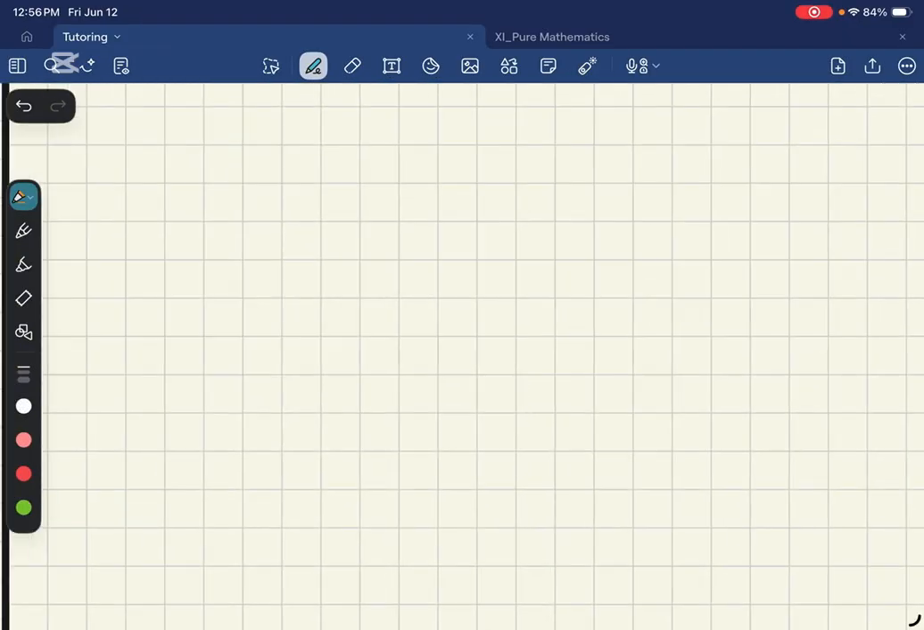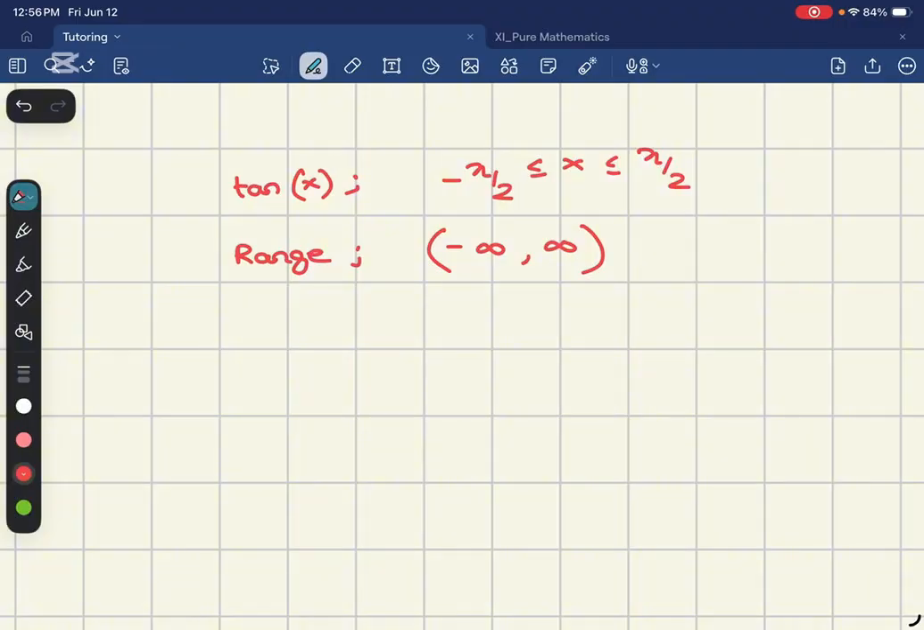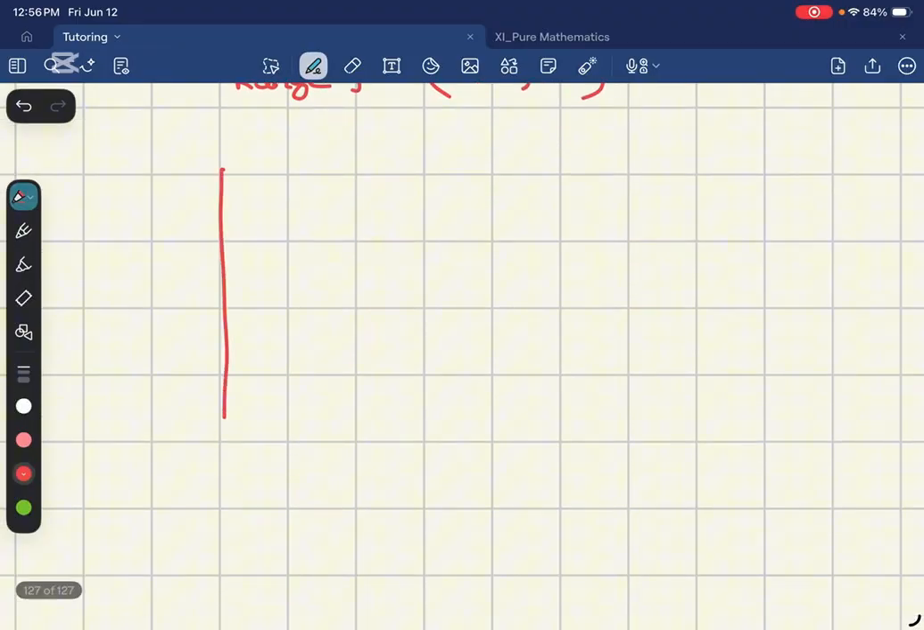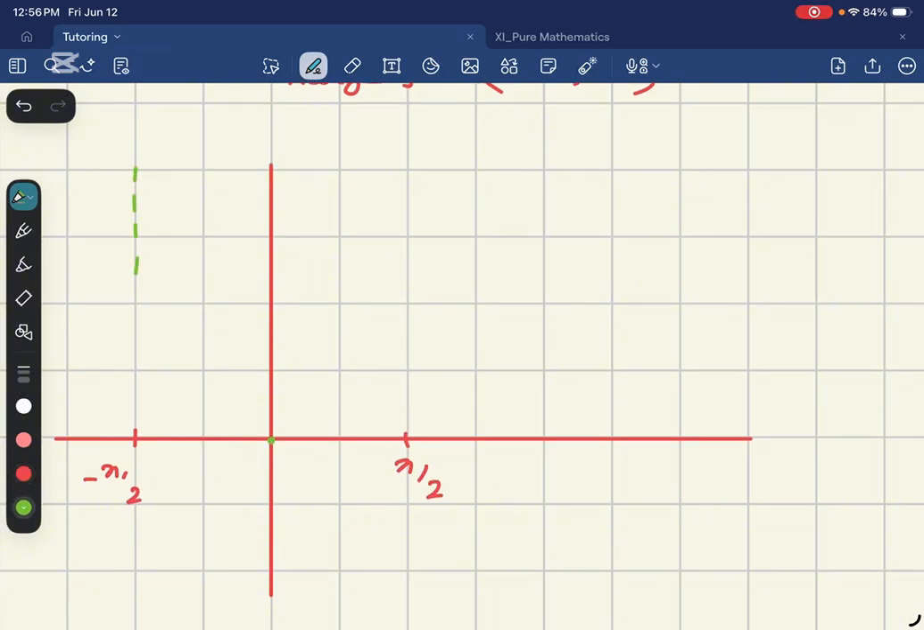All right, so finally, let's go with tan. So tan x is going to have the same restriction as sine x. We are going to restrict it from negative pi by 2 to pi by 2. And the range for this is actually negative infinity to infinity, because if you remember the graph of tan x, it's asymptotic, right? So let's just draw the graph of tan x. It looks something like this, if you remember.